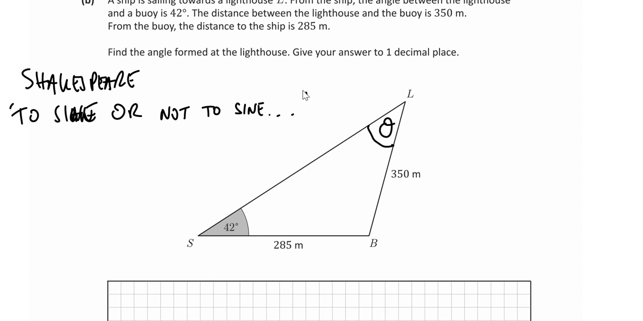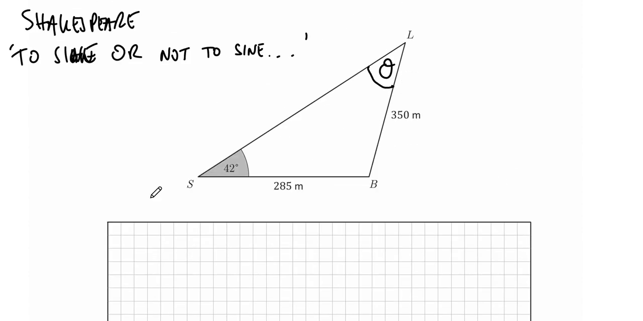So I'm going to check if we use the sine rule first of all. And the sine rule first of all says, have I got an angle and a side opposite it? So I'm just going to draw these down here very quickly.